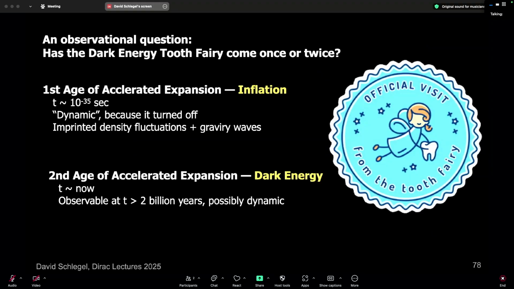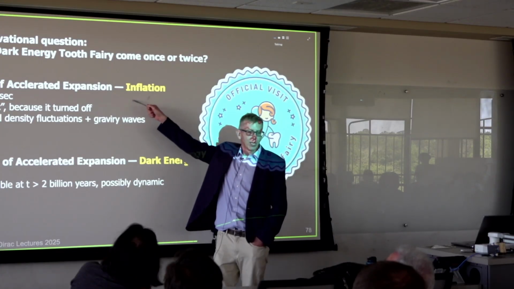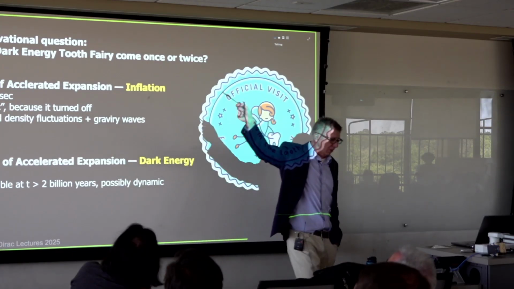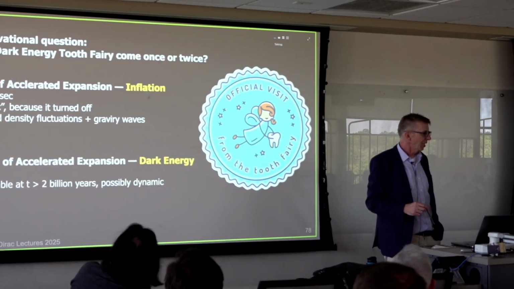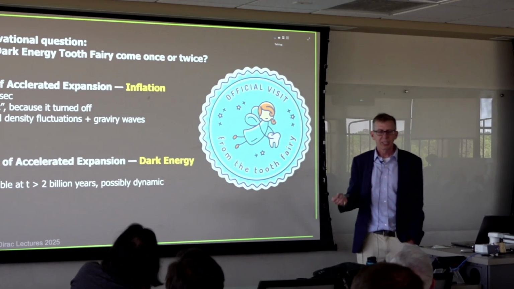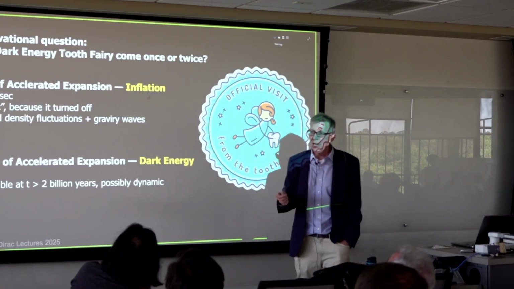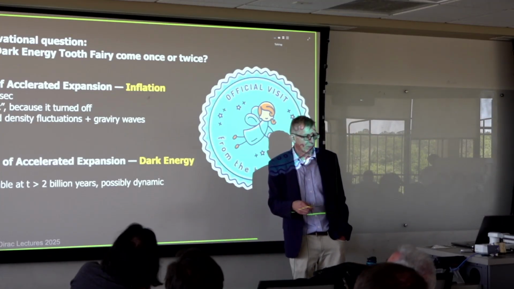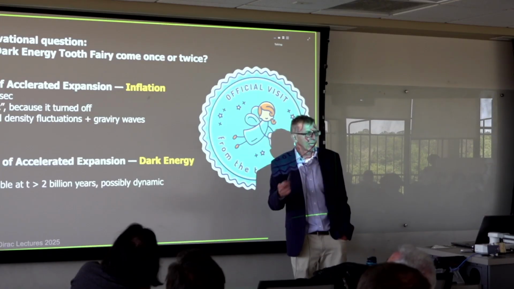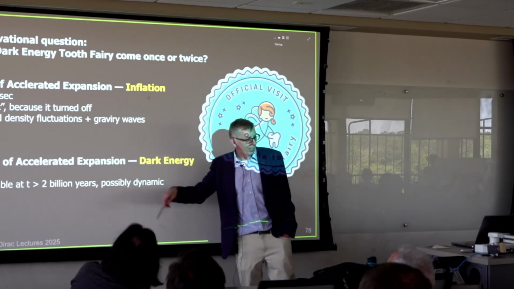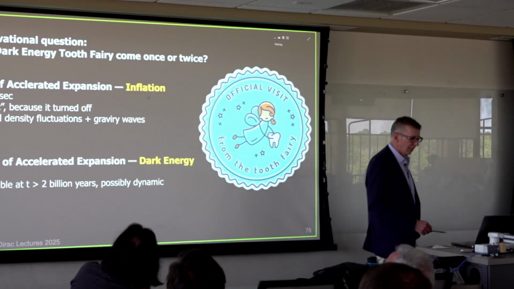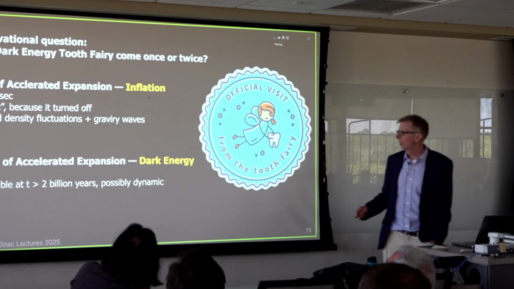One way to look at this question, though, is that we have this inflationary epoch in the early universe. This was something where the universe had an accelerating expansion, and then that expansion stopped. So this appears to be another force that persisted, was dynamic, and then turned off. Dark energy is this force that we see today that's pushing the expansion of the universe.